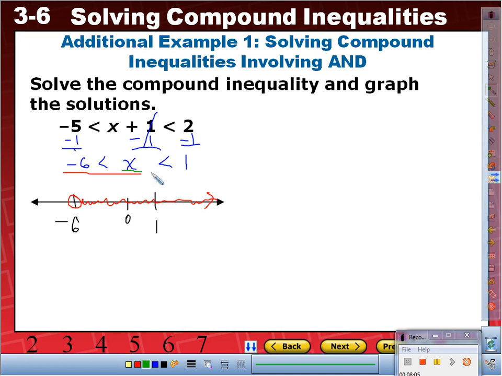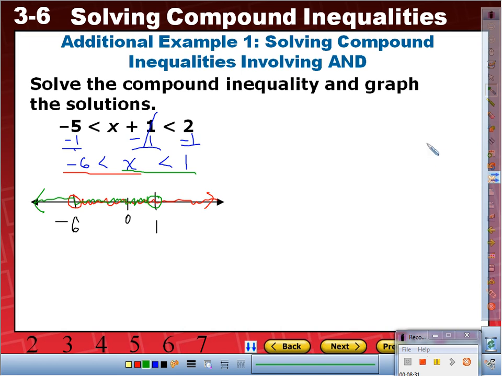I'm going to graph this in green, the second part. And it says, x is less than 1. Do we include 1? No, it's also an open circle because it doesn't have the equal sign, right? Let's read it. x is less than 1. What numbers are less than 1? Anything to the left. So we shade that way.